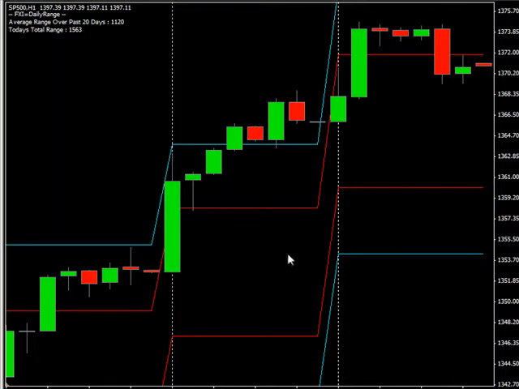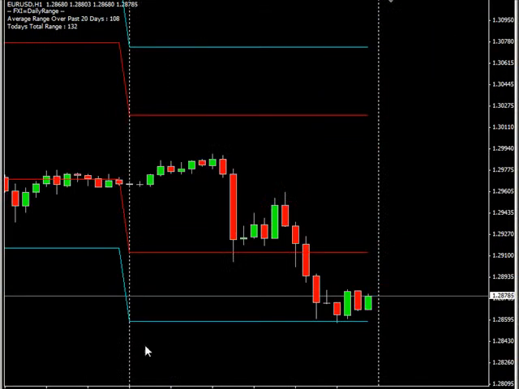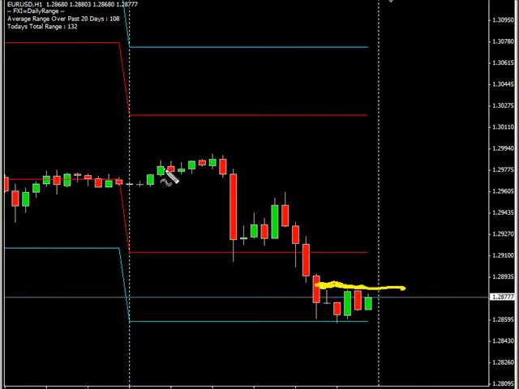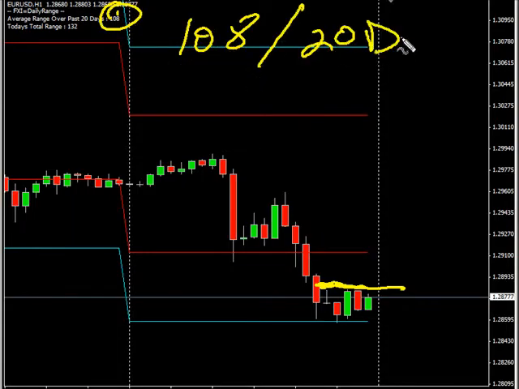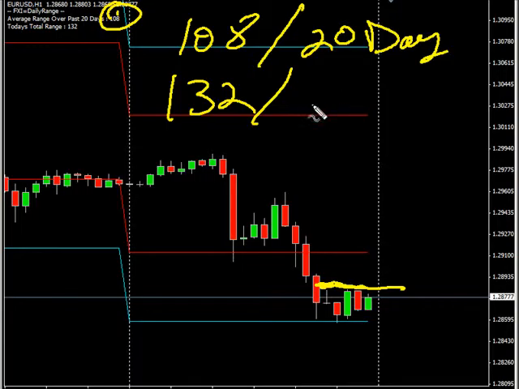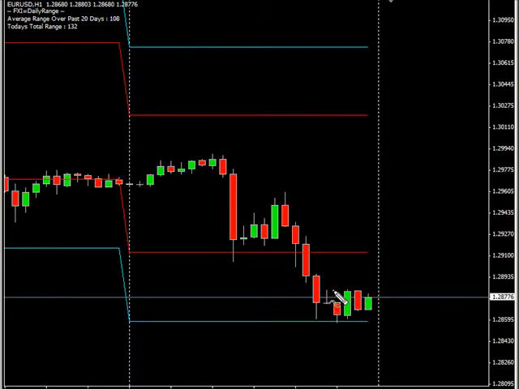Let's take a look at another example. Here's one in the Euro USD. Right here is where it hit its range for the day. You can see the average is 108 over the past 20 days. But today's range was 132, and so that means that we're looking, since it hit it right about this level.